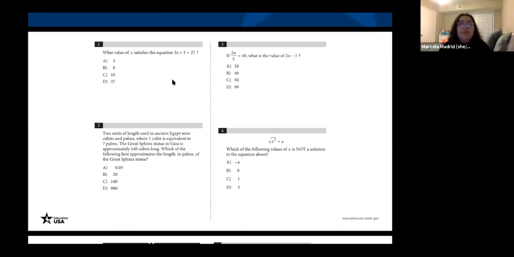For these first 4 questions, we're now doing practice questions from the SAT practice test number 9 calculator section. So if you do have your calculator with you, go ahead and use it for these questions, and you're allowed to use your calculator for all the questions we'll be doing today.